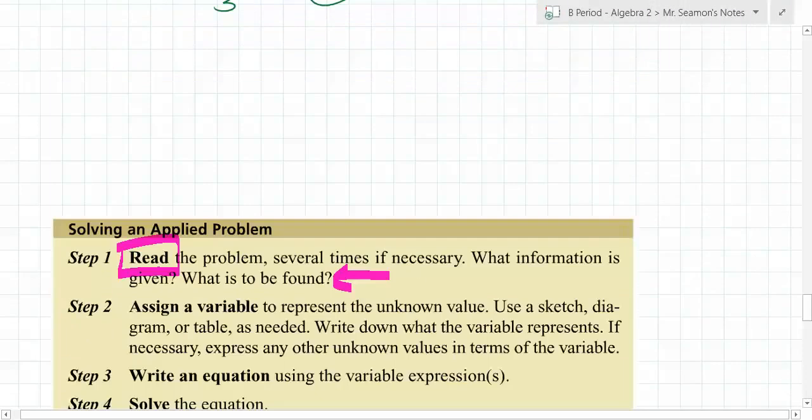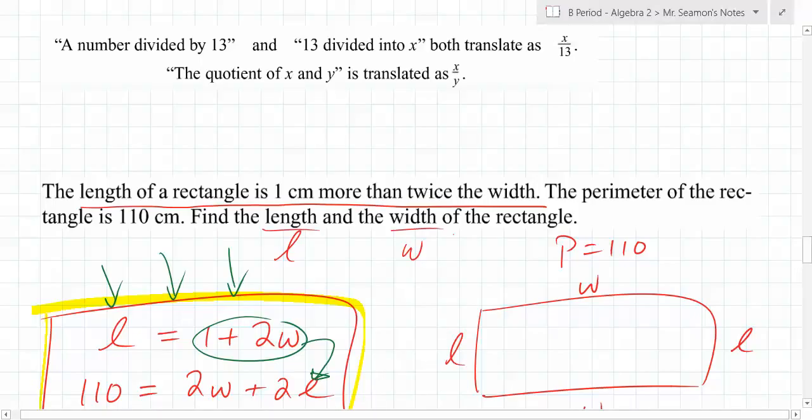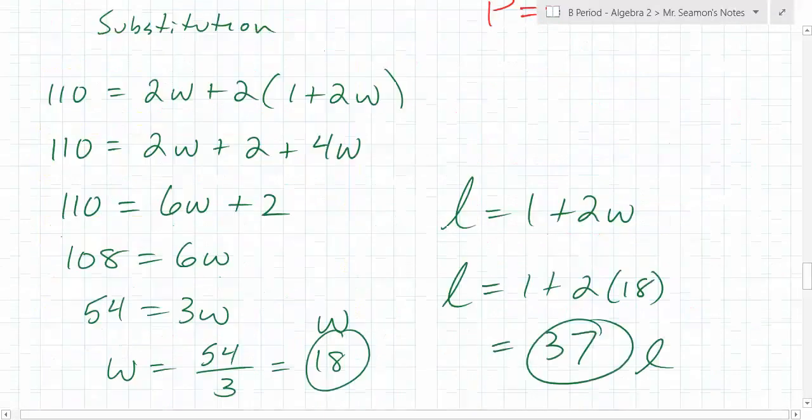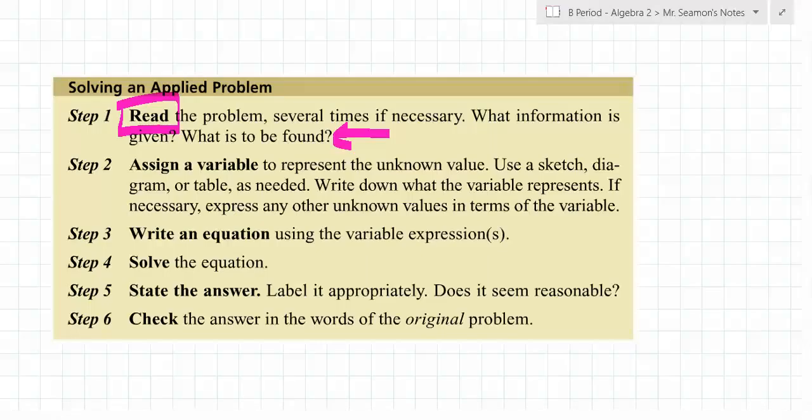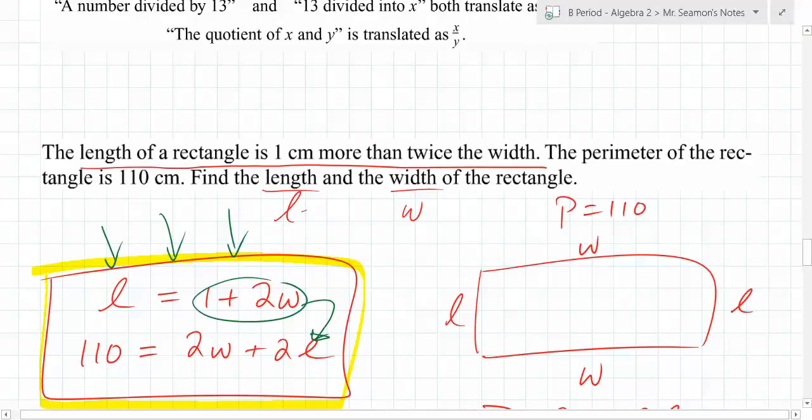So when we looked at our original problem up here, what were we looking for in this one? Length and width. Those were the things we were trying to find. Second, assign a variable. This is super important that you do it first. So I wrote L right next to length. We could say L is equal to the length, W is equal to the width. Sometimes you need more than one, but you need to assign your variables.